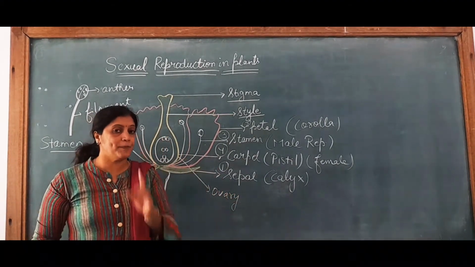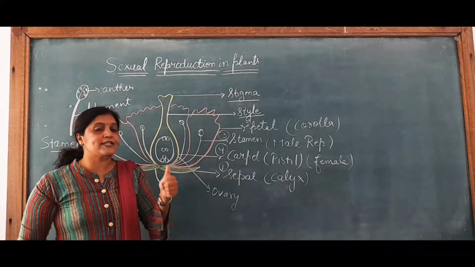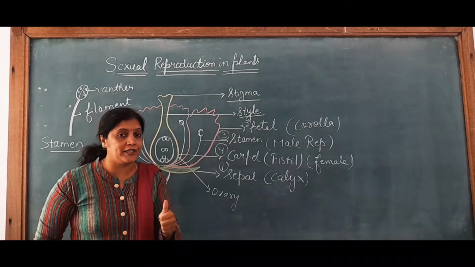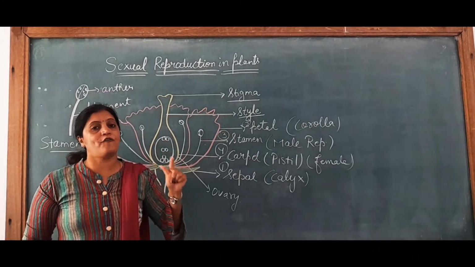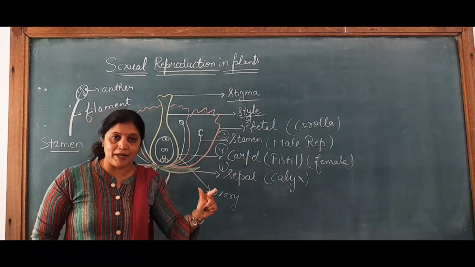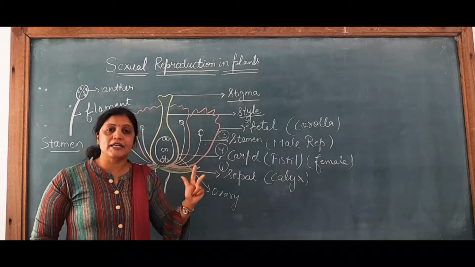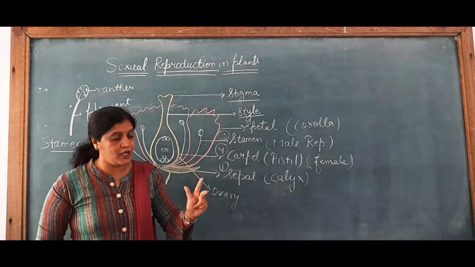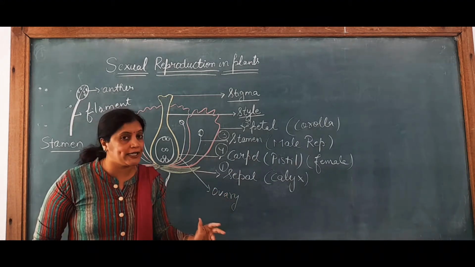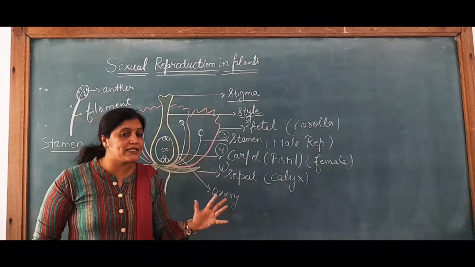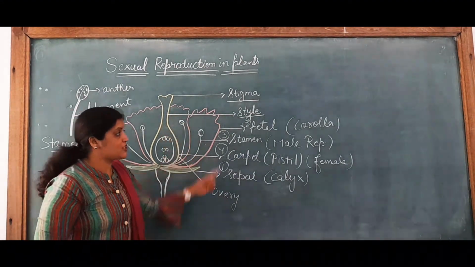Once more I am going to repeat all the objective questions. First question: what is the reproductive part of plant? Answer: flower. What is the male reproductive part of flower? Answer: stamen. What is the female reproductive part of flower? Answer: carpel or pistil. What is the male gamete in flower? Answer: pollen grain. What is female gamete in flower? Answer: ovule.